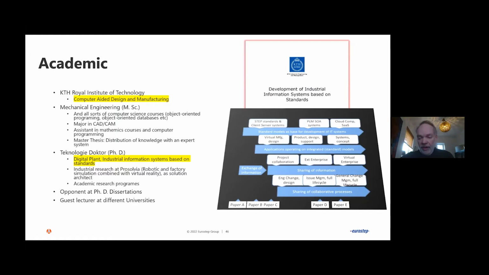I have my academic background. I have a master in computer-aided design and manufacturing, and that's where my interest for working with information management and interoperability and exchange of product data came from. And I found that very interesting, so I pursued that, and I've been a researcher. I have a PhD degree with an ambitious title, Digital Plants, how to build industrial information systems that are based on standards. So that is my academic background.